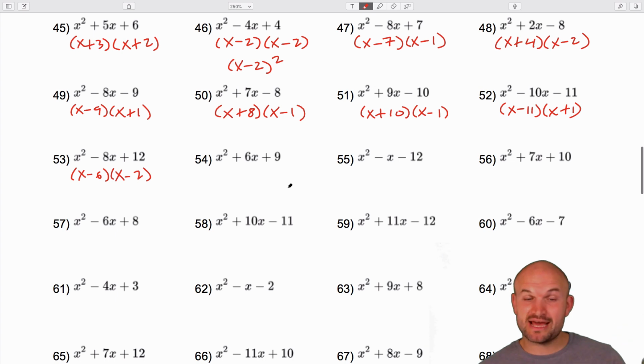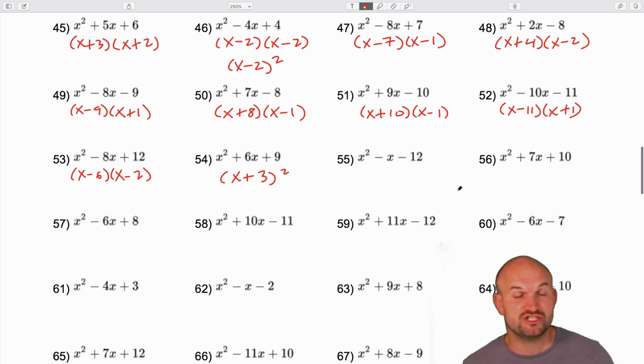This I recognize as that perfect square trinomial relationship, right? Square root of 9 is 3, 3 times 2 is 6. You could also do the same factoring technique that I've been doing, but we want to recognize those special relationships as much as we can.